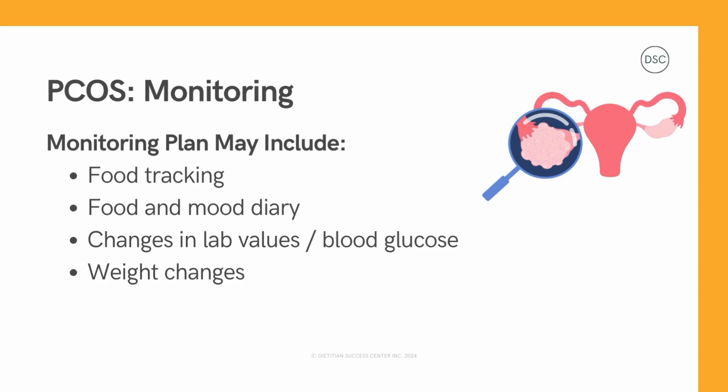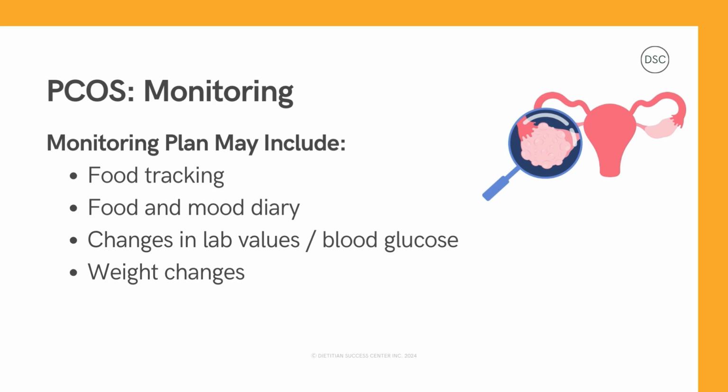A monitoring plan for a client with PCOS may focus on the client's self-tracking of their food intake, a food and mood diary, changes in lab values or blood glucose, and/or physical findings, for example, weight changes, if that was a focus of the intervention.